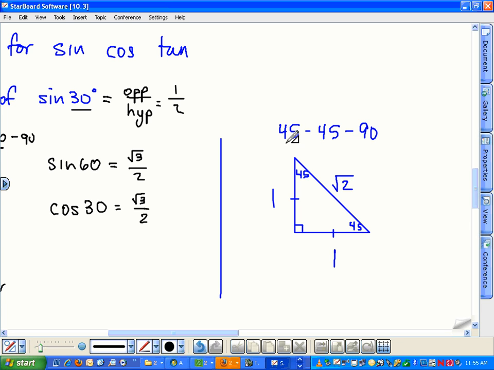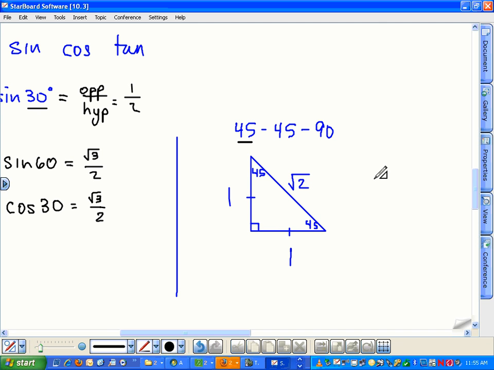So 45 degrees is the other special angle that you can figure out without a calculator. For example, if I asked you the sine of 45, if you were to type that into your calculator, somebody try it real quick. It's like 0.70. What is the sine of 45? 0.707? Okay. So that's not an exact answer.